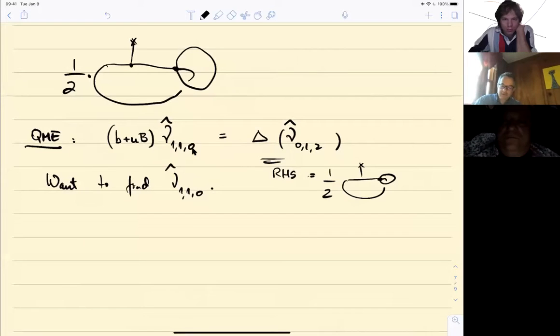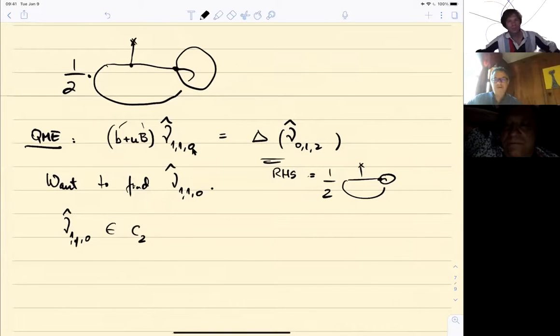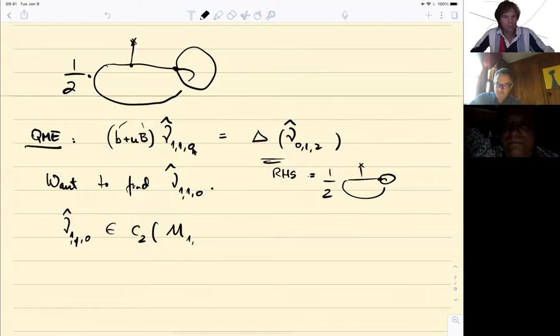Now let's try to understand what can be in V110 hat. It must be a chain of degree 2, because B decreases degree and big B increases degree, but U decreases degree. So this should be in chains on M110 framed HS.